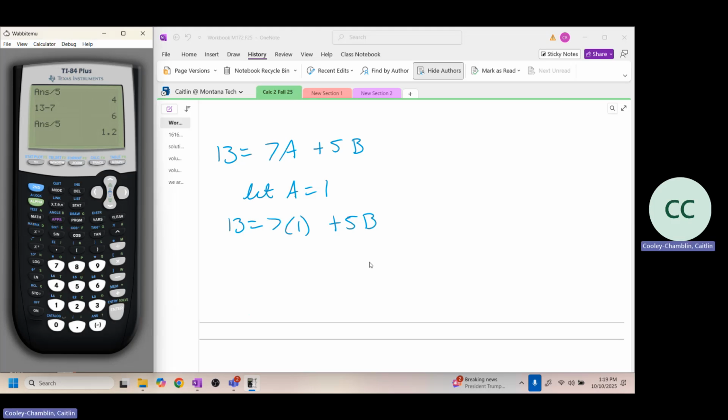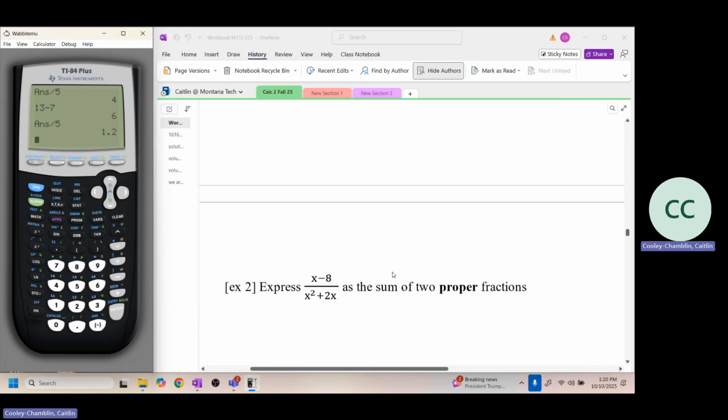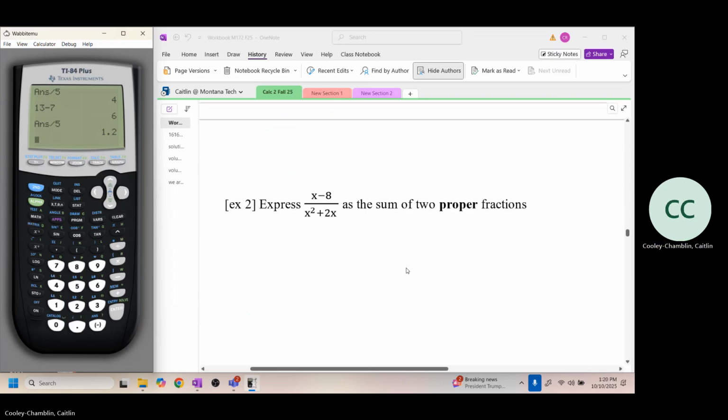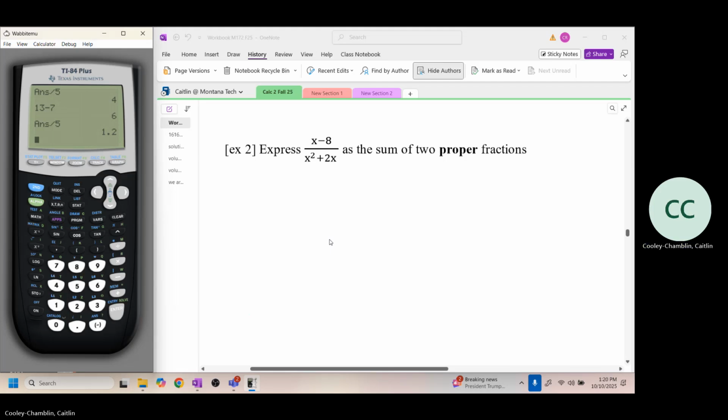Why are we going back to our algebra days? So now let's look at an equation, because we might want to integrate something like this, and we can't integrate a function that looks like this just by looking at it. We have to do some algebra work on it. So let's express x minus 8 over x squared plus 2x as a sum of two proper fractions.